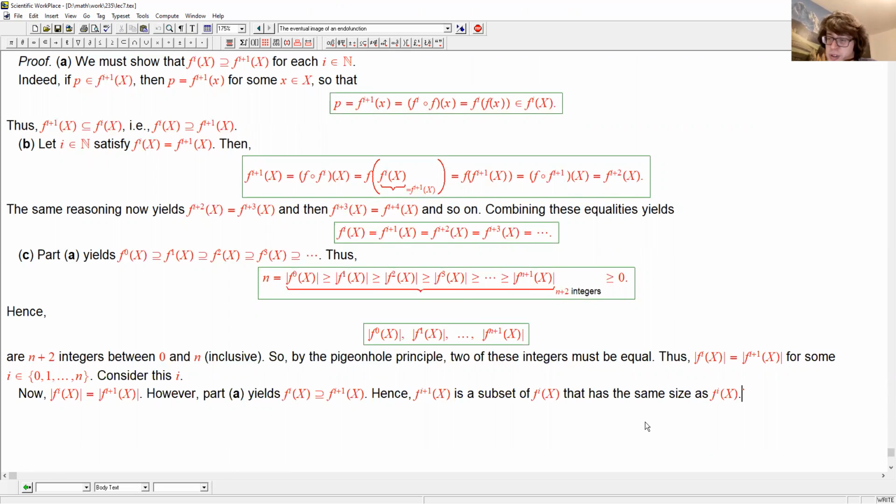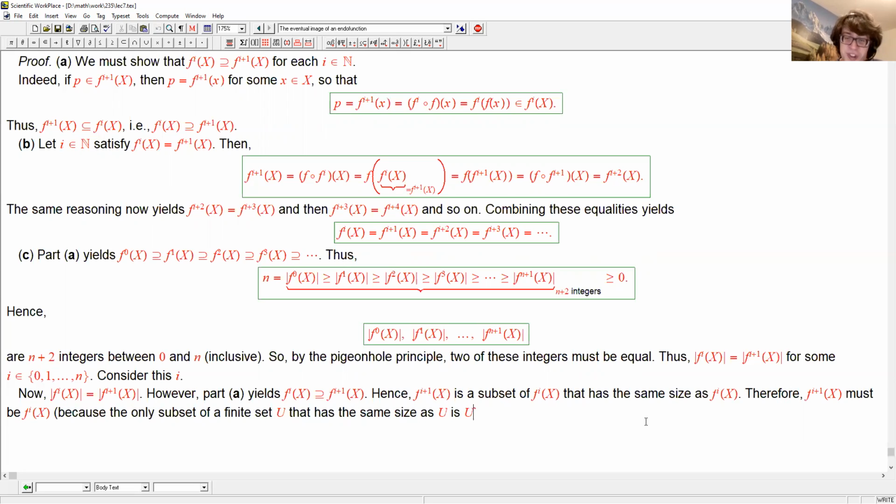Now, if you have a finite set, which subsets of it have the same size as the set itself? Only one subset, namely the whole set. Therefore, f^(i+1)(X) must be f^i(X), because the only subset of a finite set U that has the same size as U is U itself. All the proper subsets have smaller sizes. So f^i(X) is f^(i+1)(X), and this time we have an equality of sets, not just of sizes.